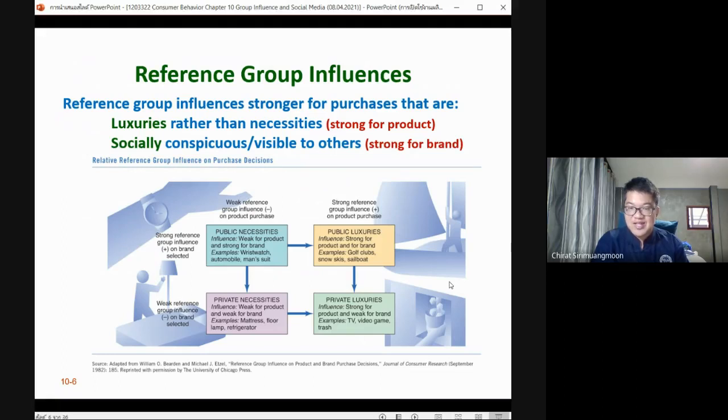Because if they see the product is luxurious and the brand is socially perceptive or is very good for public, this is going to be the most influence on the choice that the group influence is going to make for you, because it shows you how to be a rich person and also how you are going to be a social person. Okay.